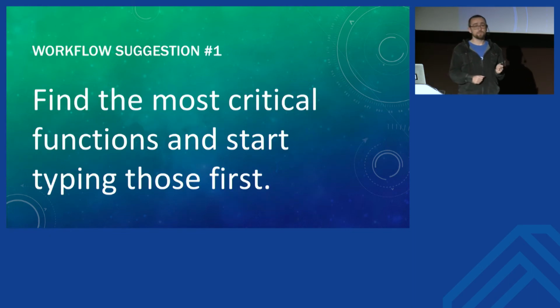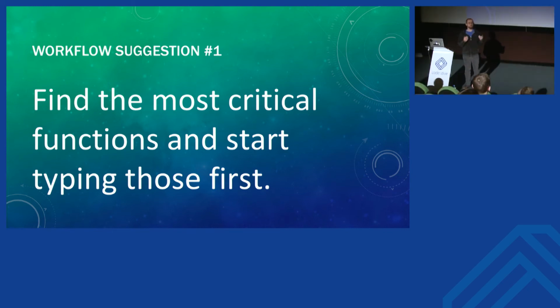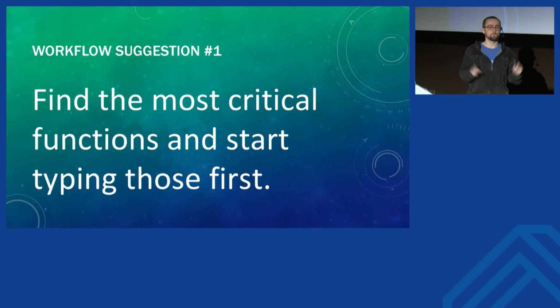So the first suggestion from me is that you should find the most critical functions and start with those first. That's typically easy. If you have a database that you're accessing, annotate the APIs for that first. If you have some utility functions that everybody is using, annotate those first. And very often you can pretty clearly see from your code which is the actual library in your part and which is the leaf business logic that doesn't matter that much.